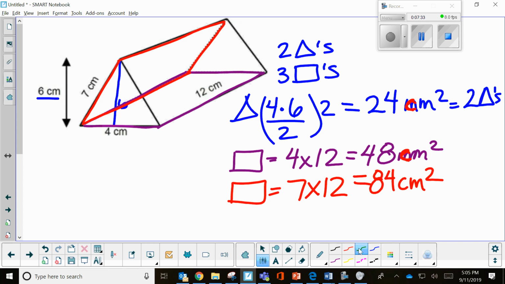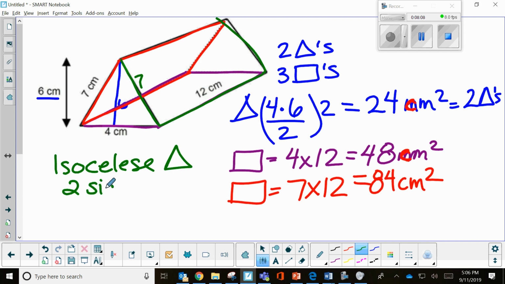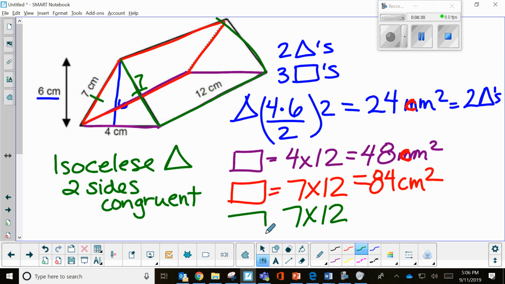And then I have my third rectangle, in green. Okay, well, this isn't marked. But we can tell that this is an isosceles triangle by looking at it. Because it's cut down the middle, and this is 7, this is 4, so we know that this one's going to be 7 as well. An isosceles triangle has 2 sides congruent. This one and this one. Congruent means equal. So I don't actually have to do 7 times 12 again because that's going to be my third side, but I'm going to show you for this purpose. So because I already know that it's 84, I can just multiply that by 2.